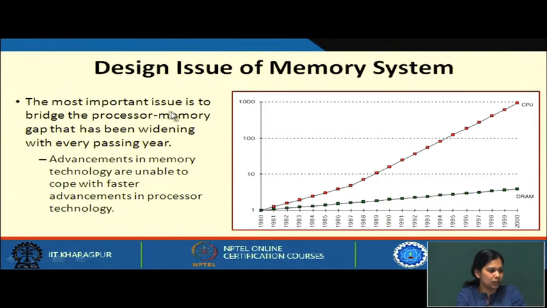So, the most important issue is to bridge this processor memory gap that has been widening with every passing year. This gap that we can see here is actually increasing. The advancements in memory technologies are unable to cope with faster advancement in processor technology, but there are many techniques that are used to bridge this speed gap.